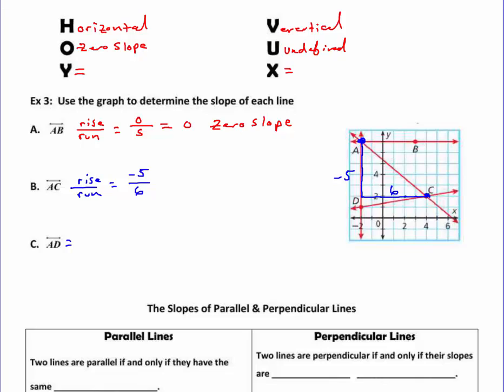And our last one, AD, use a different color here. AD goes from A to D. So our rise over run. So our rise is 1, 2, 3, 4, 5, 6. AD's down here. So we go down 6. Our run, how far from A to D, how far do we go left or right? Well, it's 0. We stay at the same spot. So it's over 0. And you know that you can't divide by 0, so that is an undefined slope.